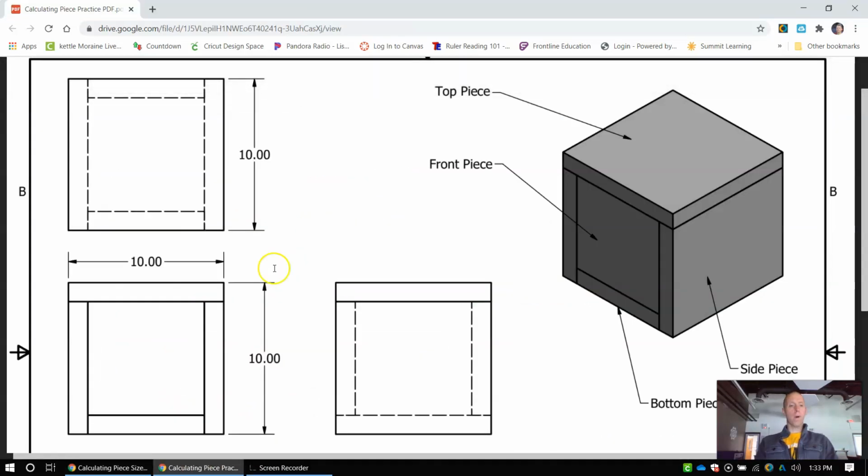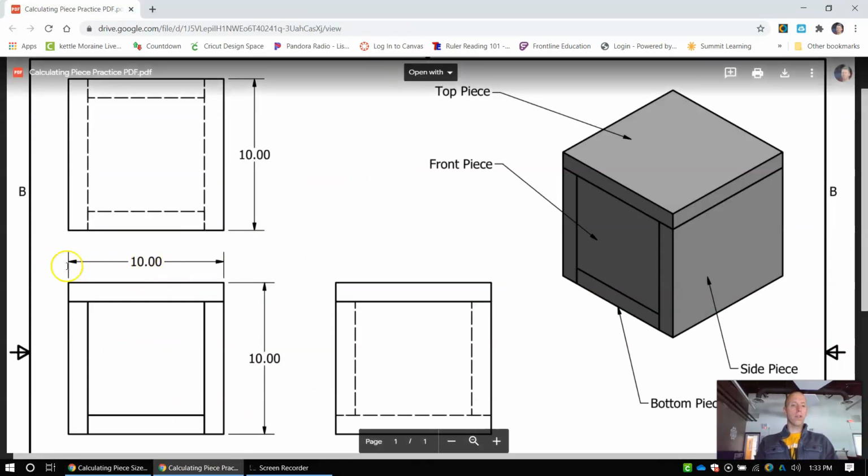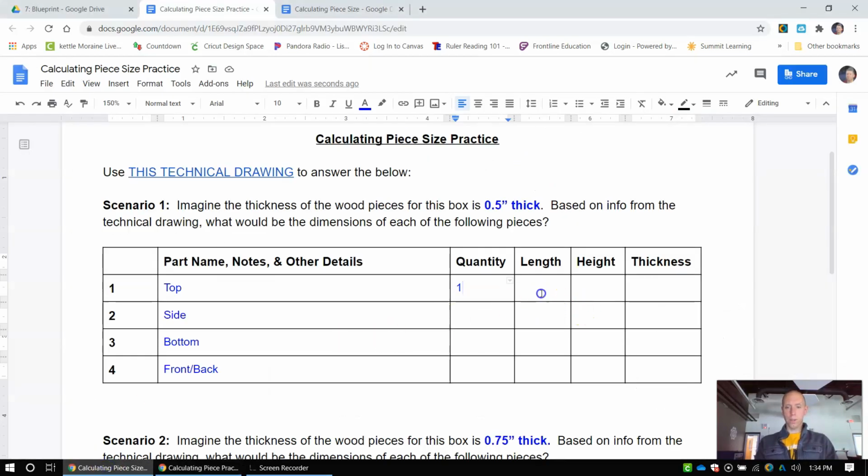And notice in our drawing here, it says we got 10 inches for length and 10 inches for height. And notice the top goes all the way across. The top is over all of it. So if the top goes all the way back, and if the top goes all the way from left to right, that means that top piece must be 10 inches by 10 inches. So that answer I will just give you right there.